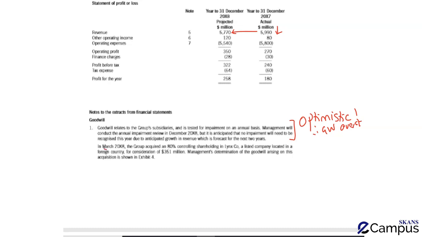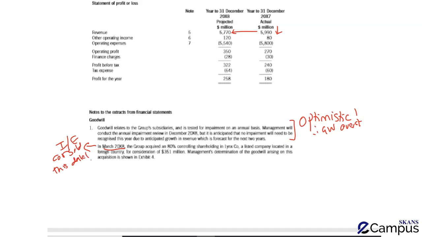In March 2018, so this was not done at the beginning of the year. This was done in March. The group acquired 80% shareholding in Links, a listed company located in a foreign country, for a consideration of 351. Management's determination of goodwill arising on this acquisition is shown in Exhibit 4. Now, even if I do not go any further, I have lots of easy marks over here. Remember, my income and expenses will need to be consolidated from this date.